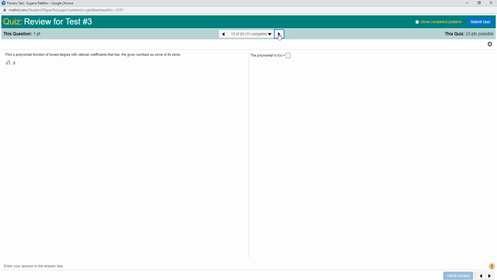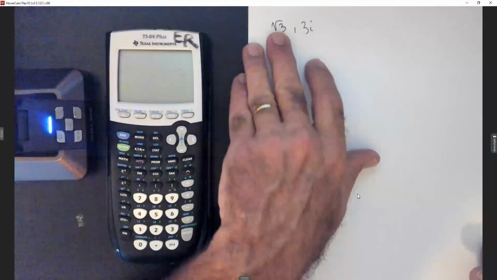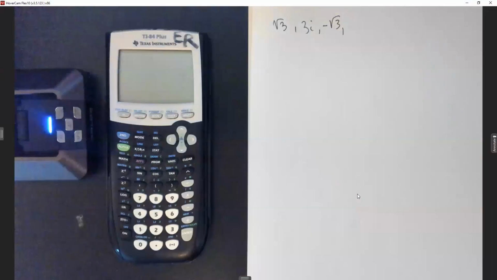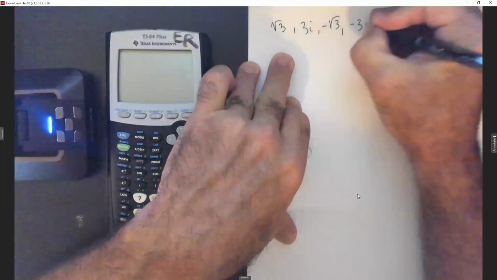All right, so find the polynomial of lowest degree that has the given zeros. So I got a square root of 3 and a 3i. So we're going to have to work this one. All right, so here's the thing. If square root of 3 is a 0, then automatically a negative square root of 3 is going to be a 0, because we learned that. They always come in conjugates. And then also if 3i is a 0, that means negative 3i is also a 0.